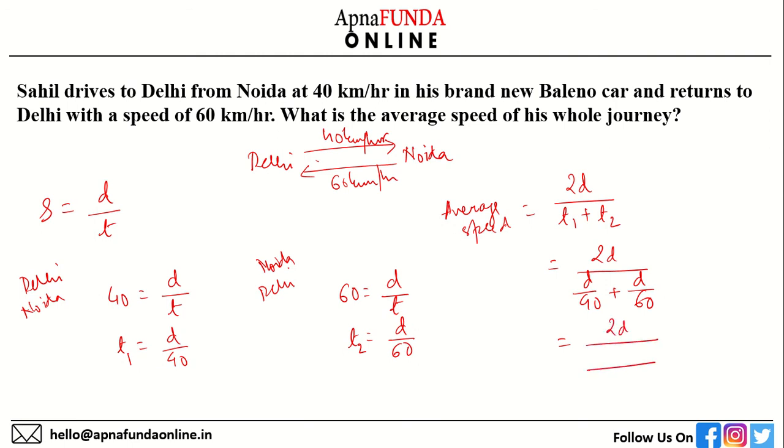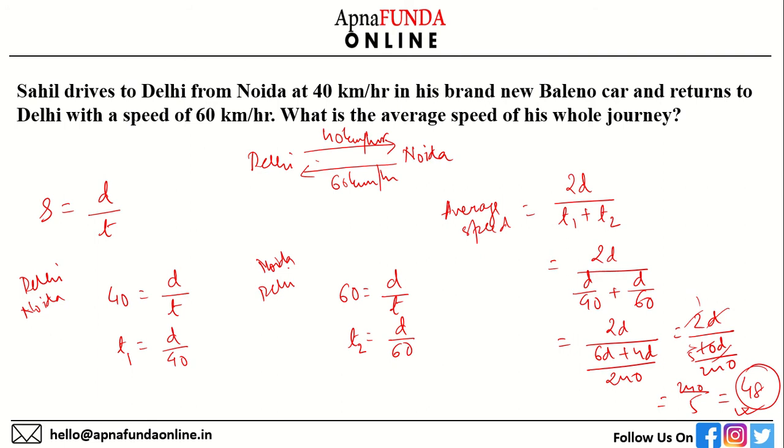2d divided by the LCM, which will be 240. This will be 6d plus 4d. So 2d divided by 10d by 240, which equals, if we further solve this, 240 by 5. So my answer comes to 48 as the average speed of the whole journey.